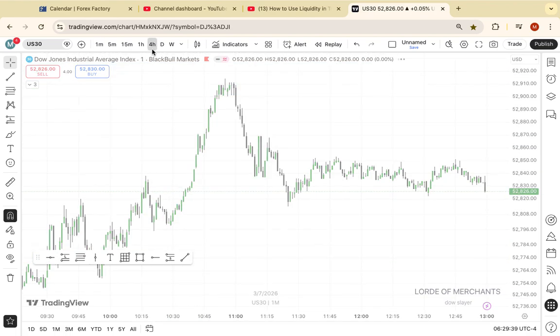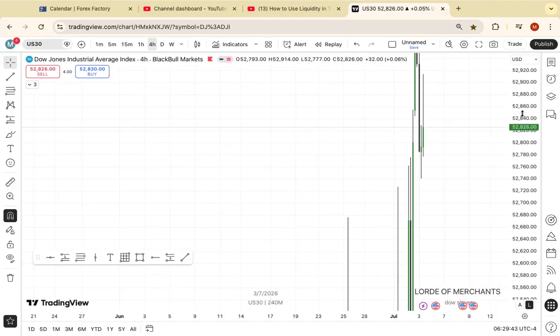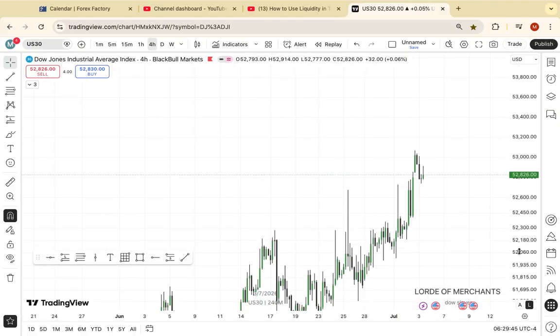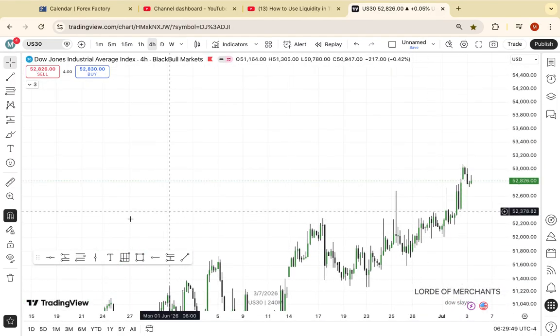So I got so many questions on what liquidity is and how you can use it in your trading. So I'm going to give some simple examples here. There are two types of liquidity.